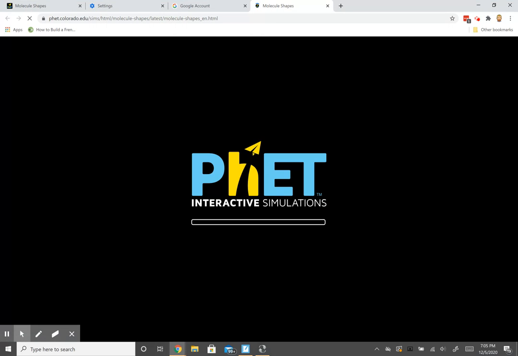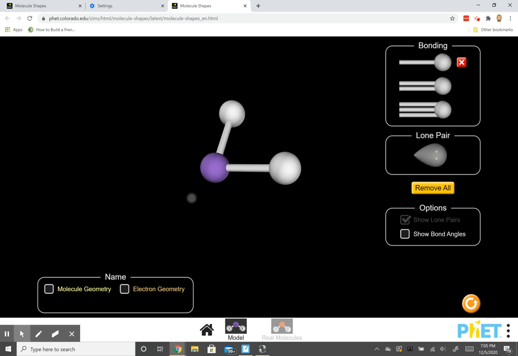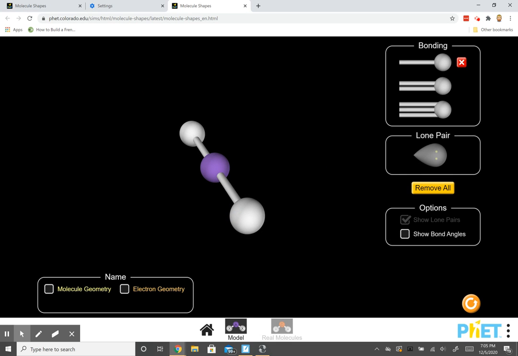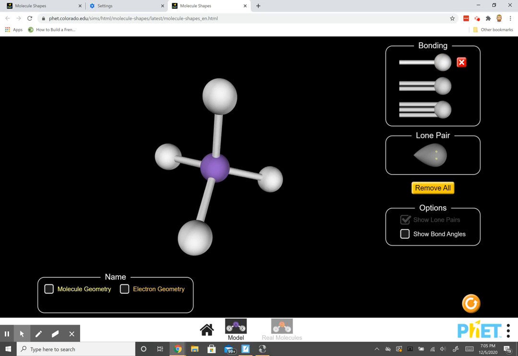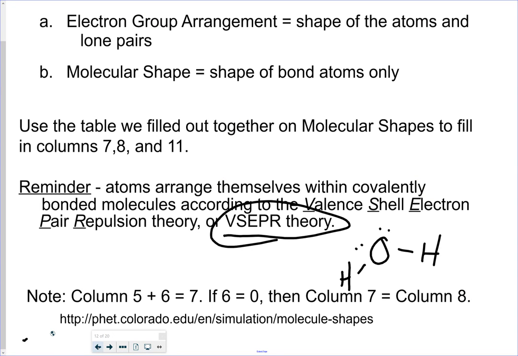Okay, we're going to go to a PhET, and I'm going to show you some of the actual molecules. So, in theory, if I were to have the four bonded together, you'll see that it is tetrahedral. If I get rid of one and add a lone pair, that is where we get trigonal pyramidal. And I will go back and I will fix that right now.